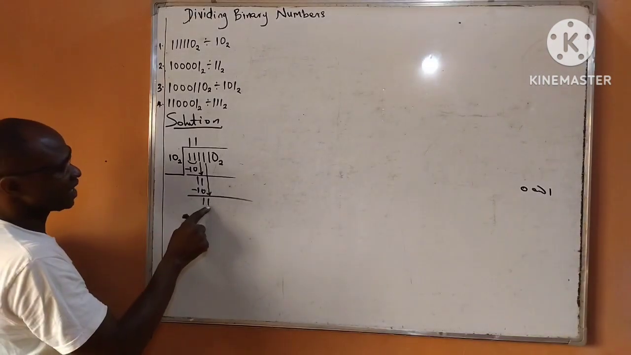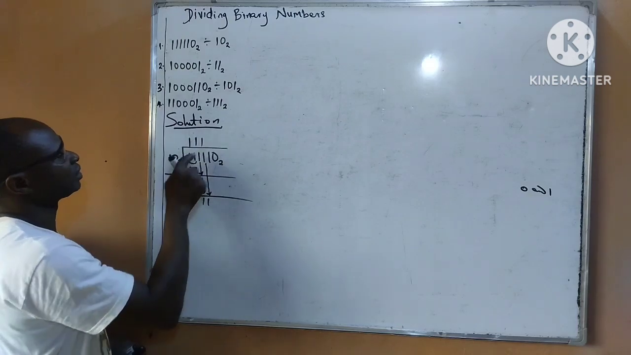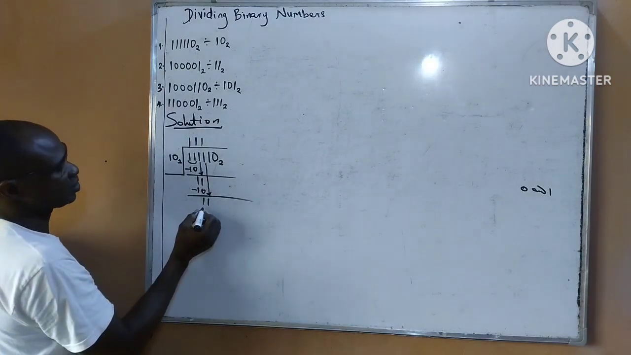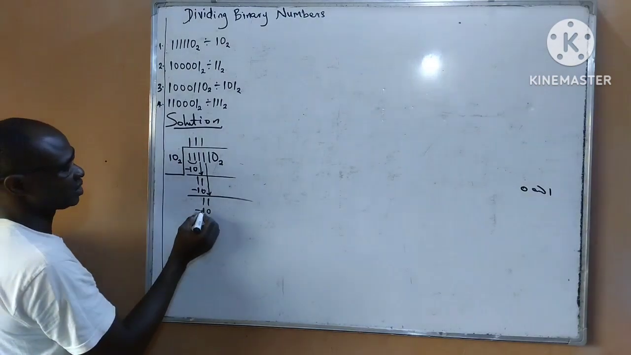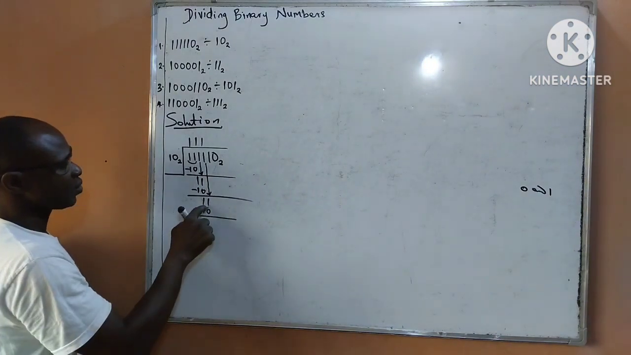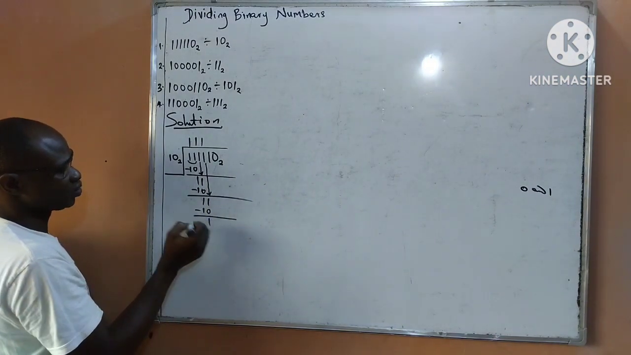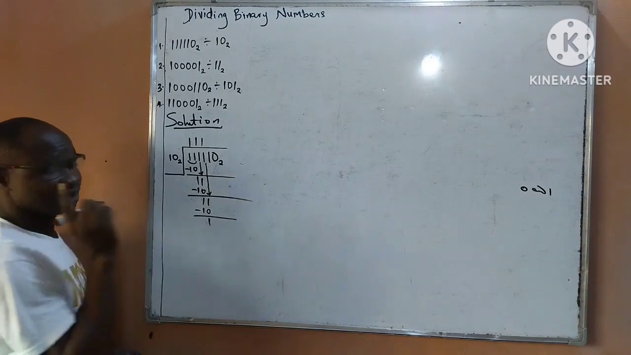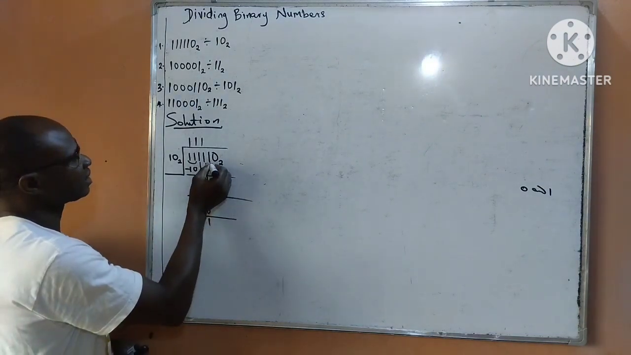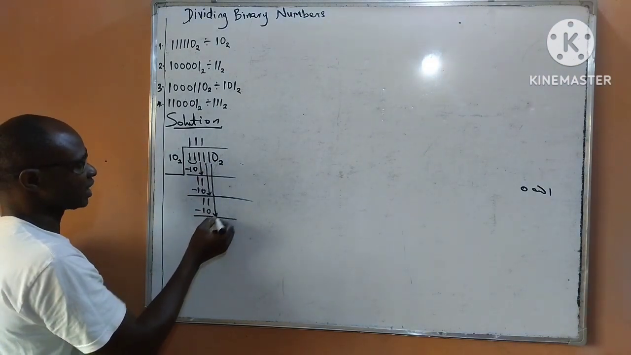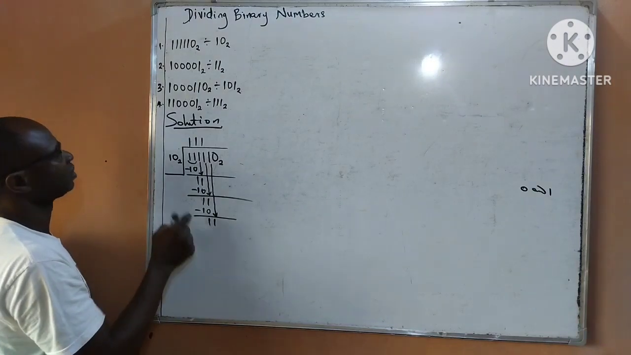10 divide 11 will give me 1. 1 multiply 10 will give me 10. Subtracting again, 1 minus 0 is 1 and 1 minus 1 is 0. So I can bring down this 1 again to have 11.